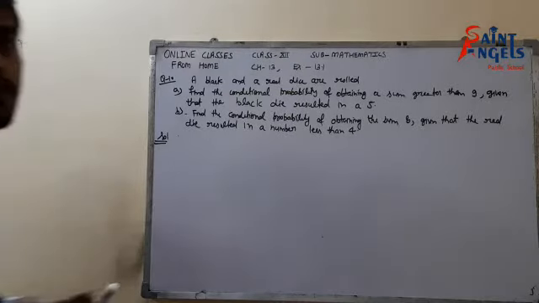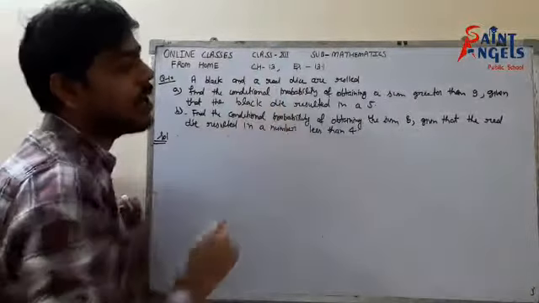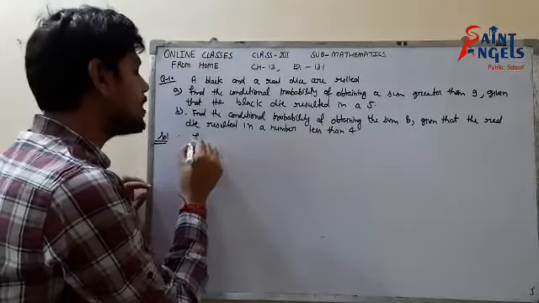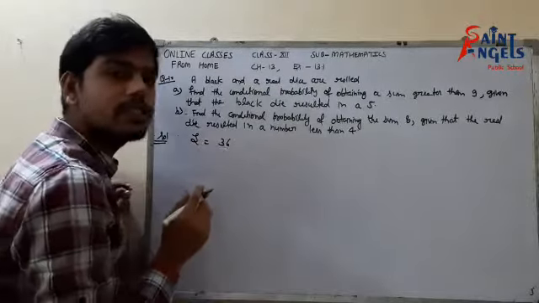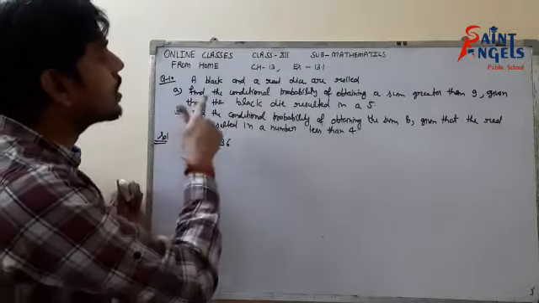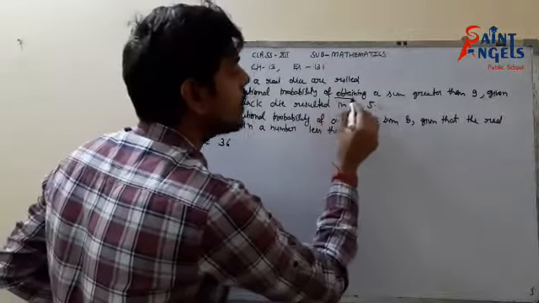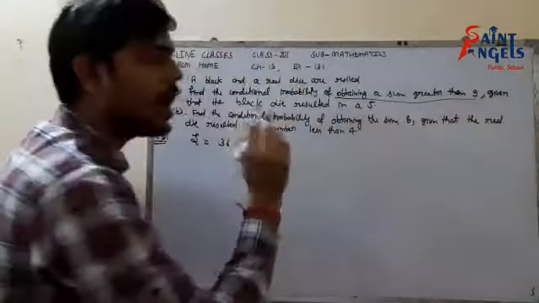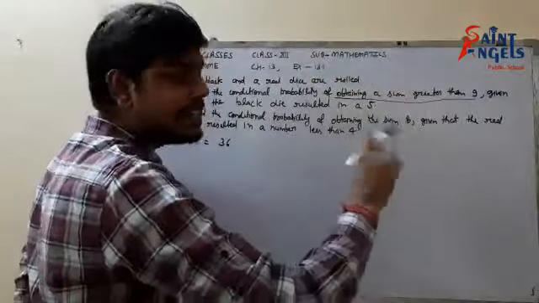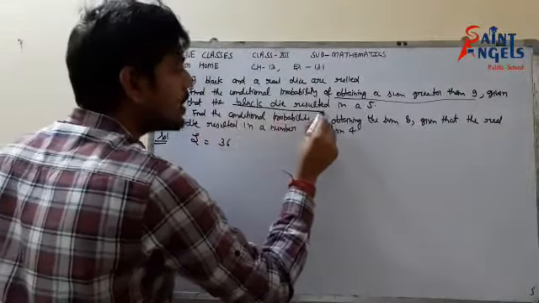Students, now look at question number 10. A black and a red die are rolled. If we are rolling two dice, then the sample space would have 36 different sample points. The first question is to find the conditional probability of obtaining a sum greater than 9, given that the black die resulted in a 5.